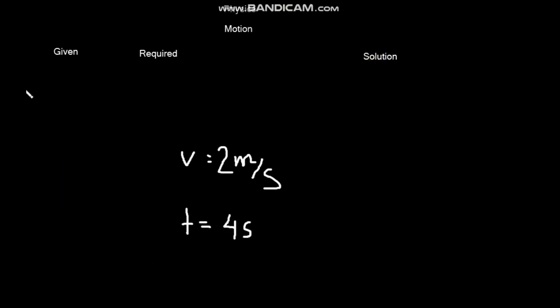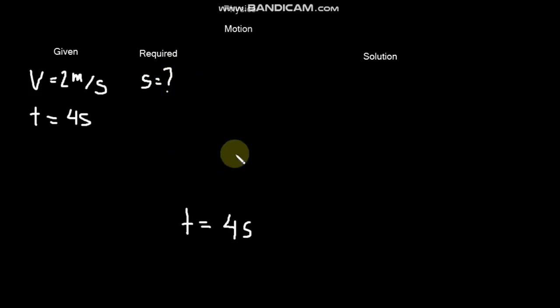Okay, so the given is these. It's the speed, which is 2 meters per second, and the time, which is 4 seconds. Okay, so the required one is the distance, and the solution is, as I told you, the formulas I gave you before, that distance equals v t, velocity times time.